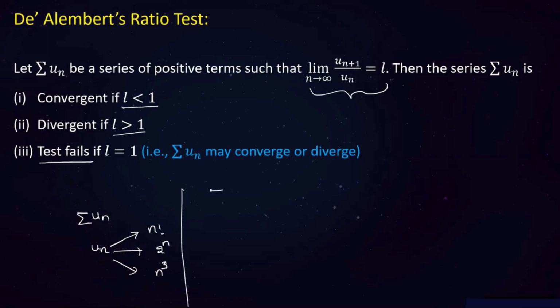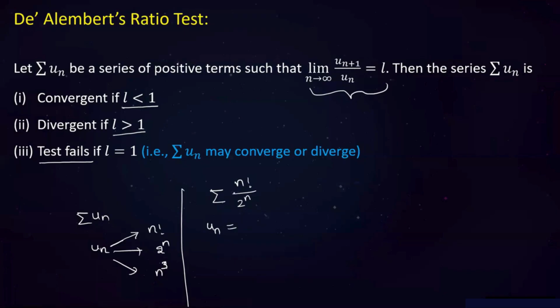For example, if this is the series you are trying to verify as convergent or not, let us say something like n factorial divided by 2 to the power of n. If you want to test whether this series is convergent or not, what you can do is first identify the nth term in this series.